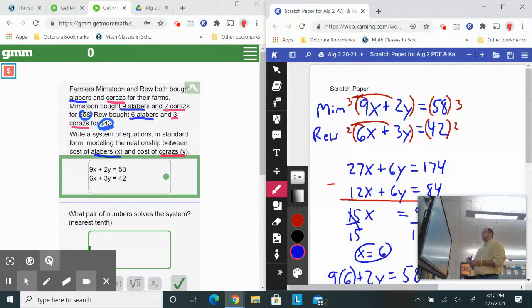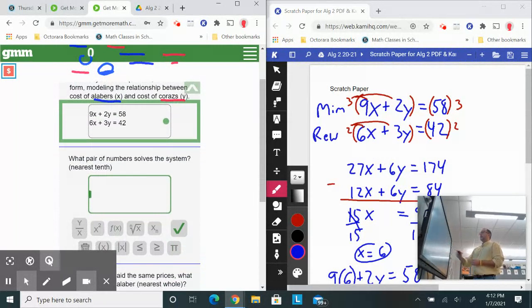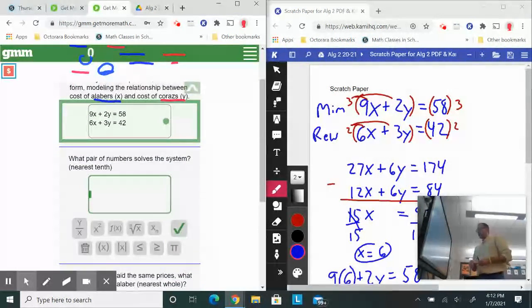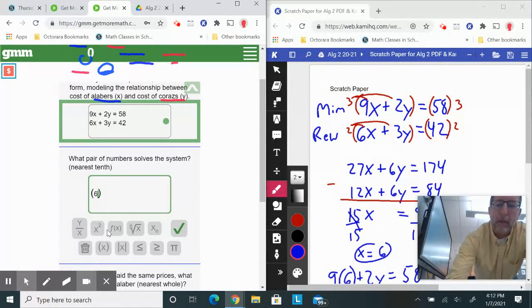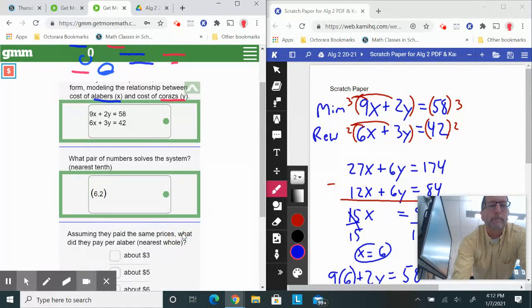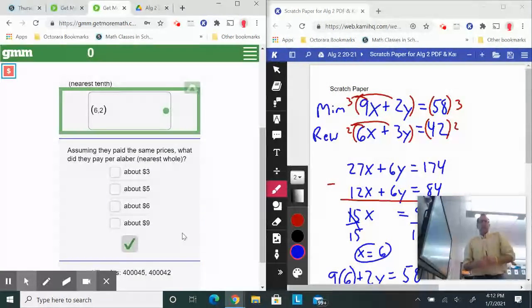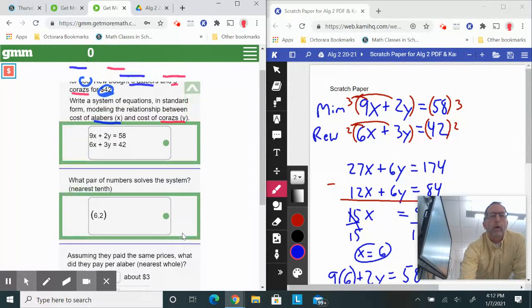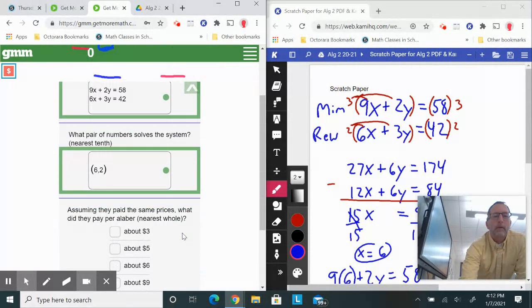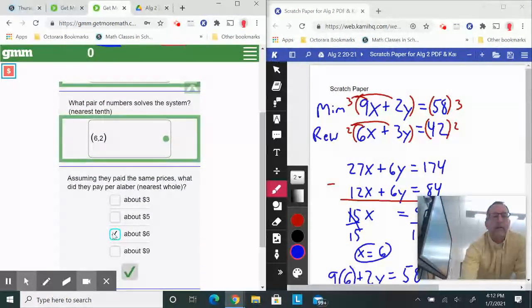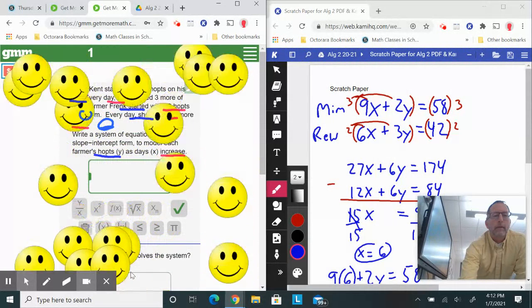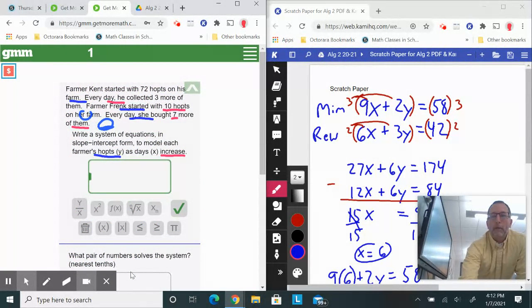So then I come over to my GMM side. What pair of numbers solves this? And it would be what? 6, 2, I believe. So I grab my parentheses, put a 6, comma, 2. Check it. It worked. Now the last part is, assuming they paid the same price, what did they pay per aliber? So the Alibers, remember, were the x's, so it looks like 6, so the answer would be about $6. It worked. Hopefully you do okay with those. Watch out for negatives.